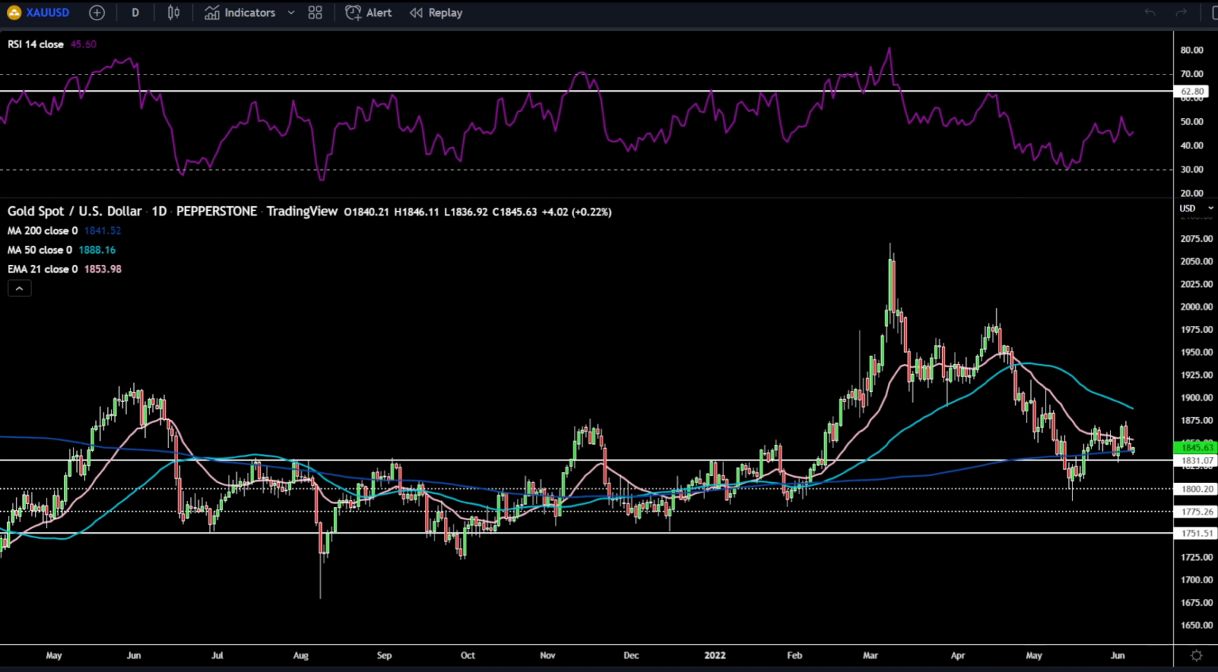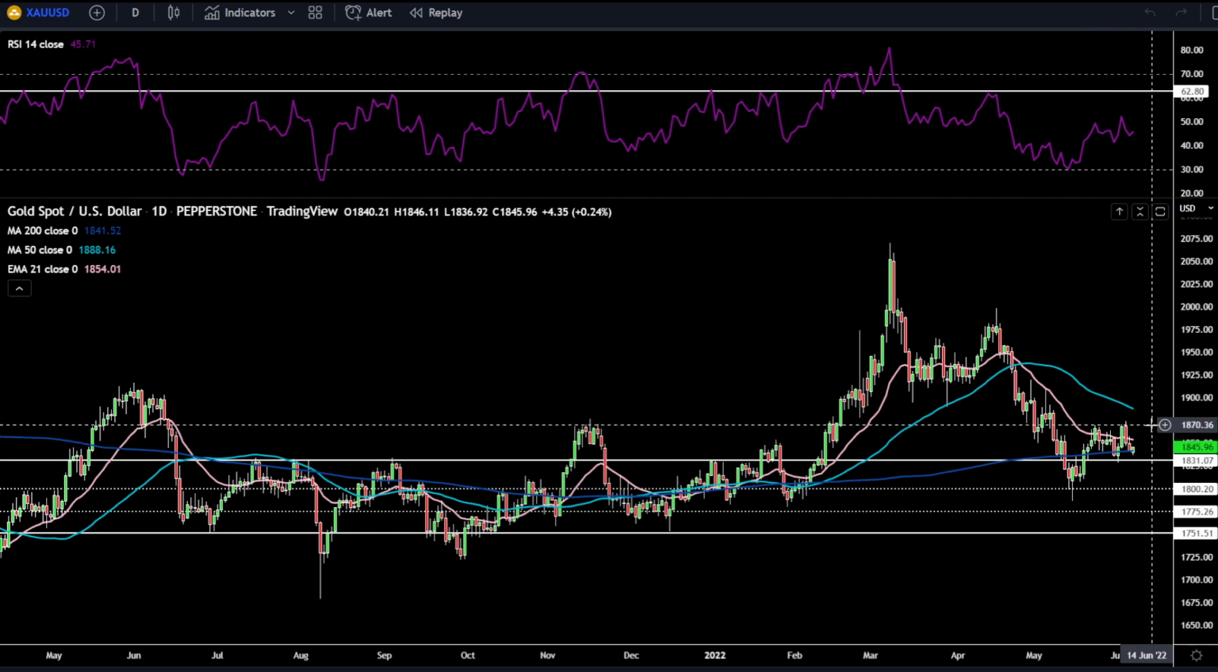Gold's finding a tiny bit of support there on that 200-day simple moving average, as well as that 1830 former range resistance just below. RSI is in a bit of no man's land, so can't really discern anything there. 1850 would be the first target to get through, and then we saw a bit of resistance here around 1870.